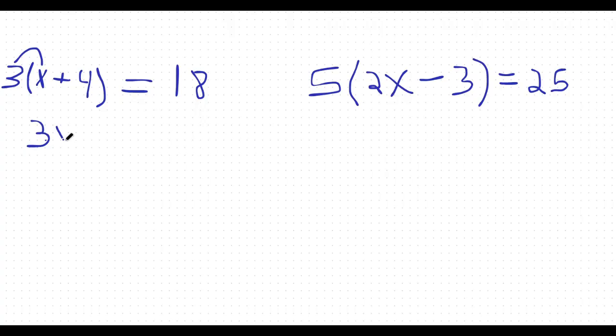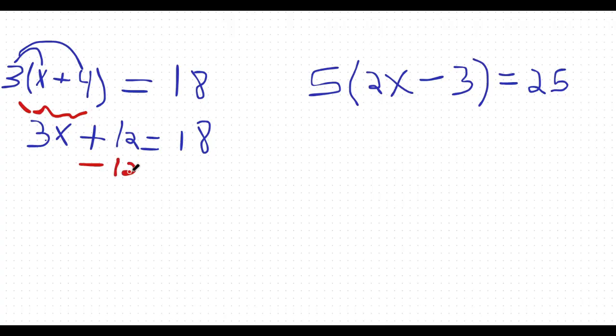We have 3x because 3 of x. And we're going to distribute the 3 onto the 4. We're going to keep the sign plus. 3 times 4 is 12 equals 18. Okay, so don't lose sight of that. These two equations are the same. They have the same value.